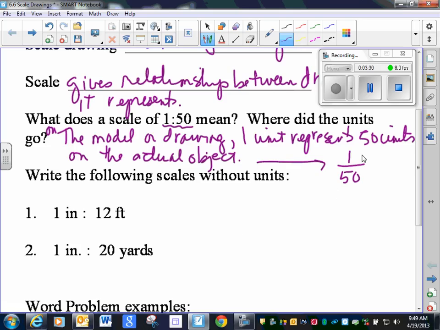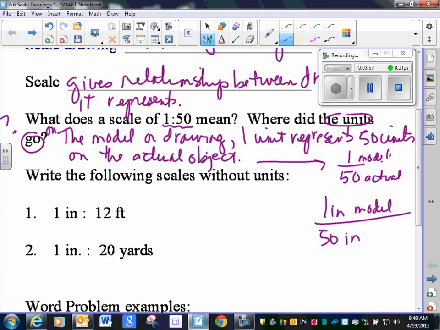So this would be 1 unit on the model goes with 50 units on the actual. Now, where did the units go? There were units there, but they canceled out because they were the same. So if 1 inch on the model represented 50 inches on the actual, we could cross the inches out because they're the same, and you end up with 1 to 50. So that's where the units went. They were the same, so they canceled.